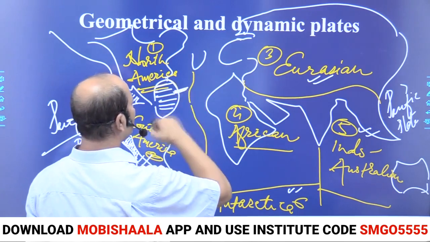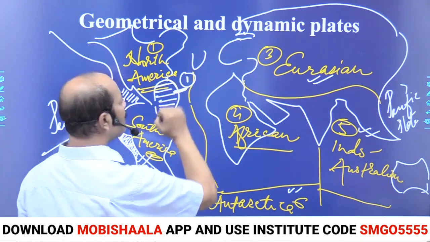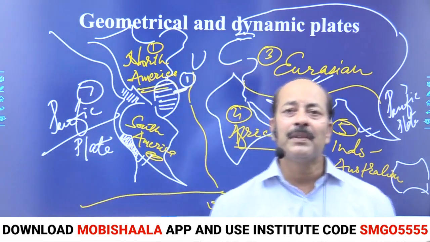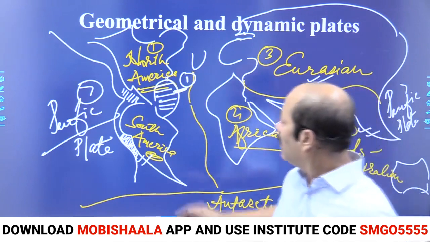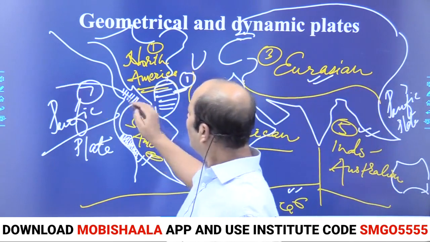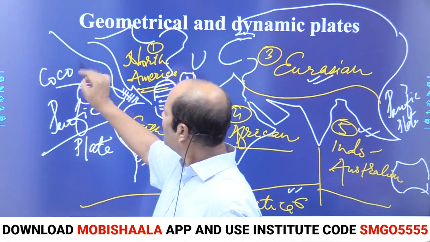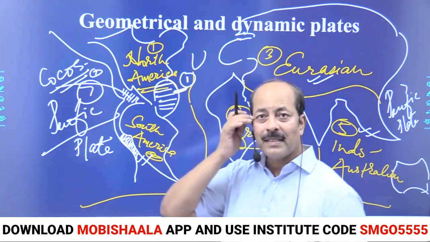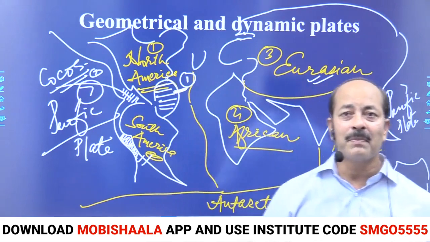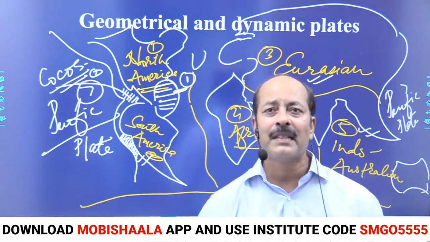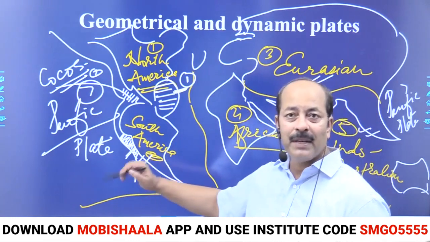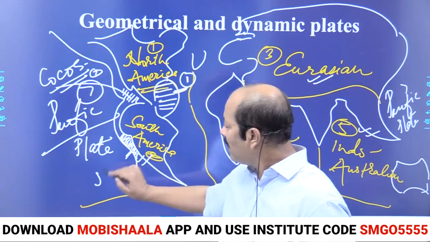You write minor plate number 1, Caribbean plate. Among the minor plates, the first plate is the Caribbean plate. In this area you write Cocos plate. That is the second minor plate on the Earth's surface, named Cocos plate, on the western part of Mexico. On the western part of Chile and Peru you have the Nazca plate.